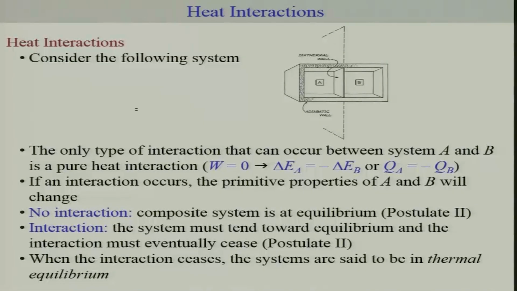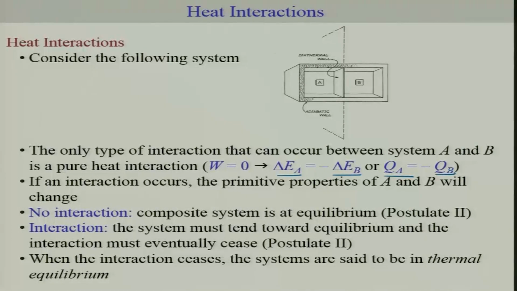This is the simple system which we are considering: a composite system A and B separated by a diathermal wall. The only type of interaction that can occur between A and B is heat interaction, because this is diathermal, only heat can flow, and there will be no work because this is rigid. So you have delta EA equal to minus delta EB based on energy conservation, and the corresponding QA is basically minus QB.